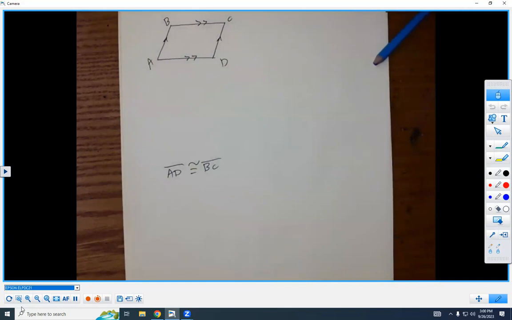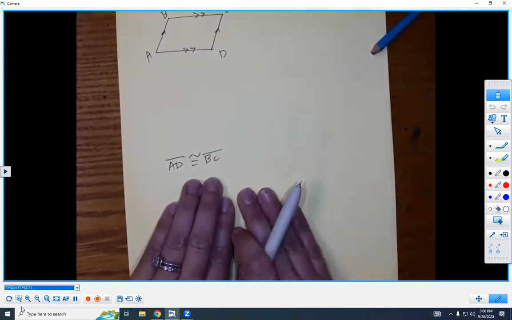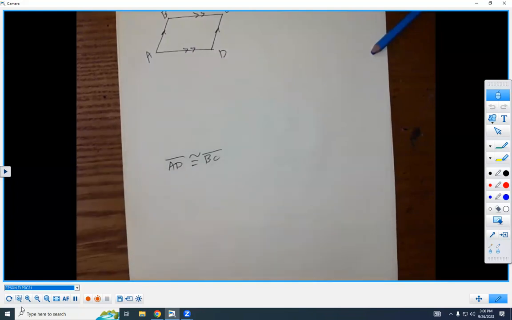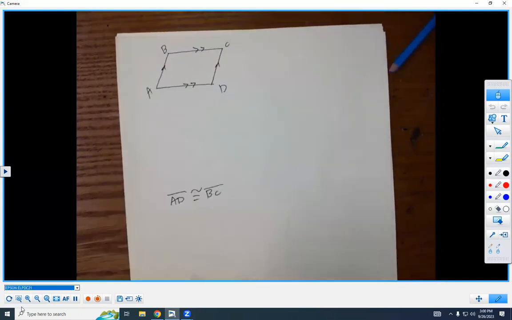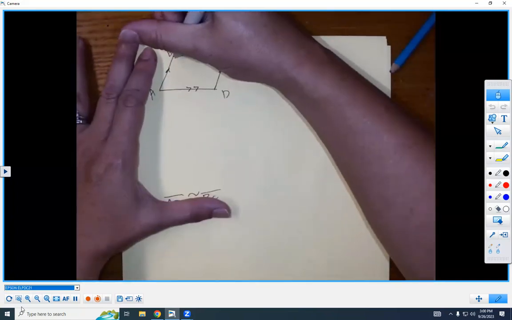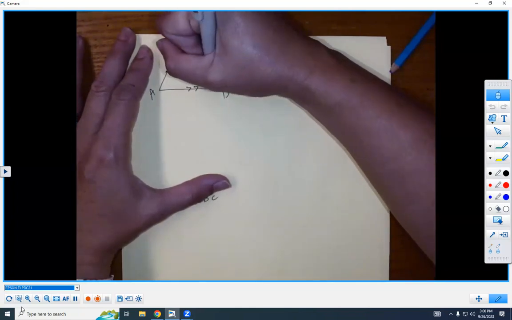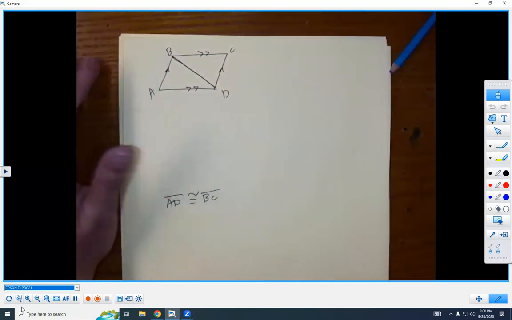Triangle, are we ever gonna do the triangle thing? Yeah, triangle thing. So we've been showing sides are congruent by CPCTC, right? And first we have to get congruent triangles. Let's make some triangles out of that. Split it how? B to D. So I'm gonna split it B to D.